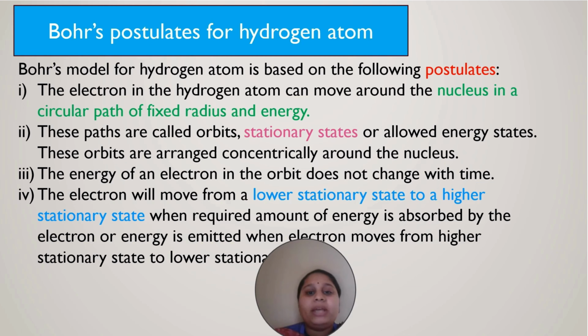And the energy of an electron does not change with time. So as time increases, the energy remains constant in an electron. The electron moves from a lower stationary state to a higher stationary state. It has to absorb the energy required to move from lower to higher, and it emits the energy when it moves back.